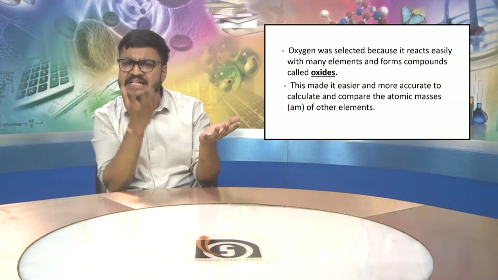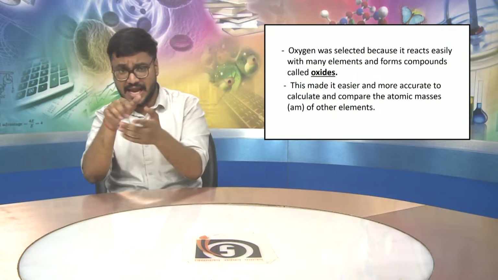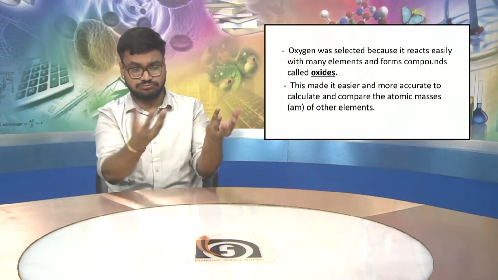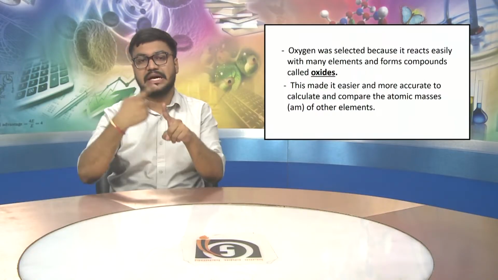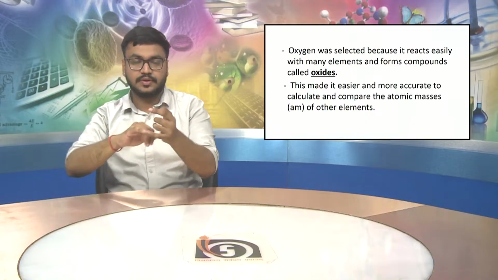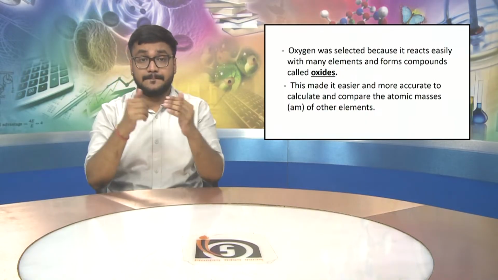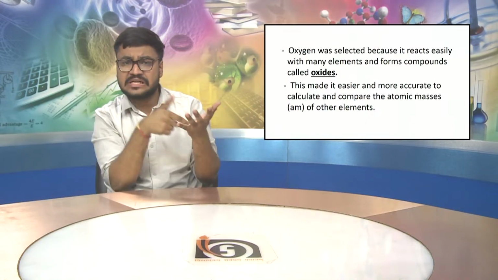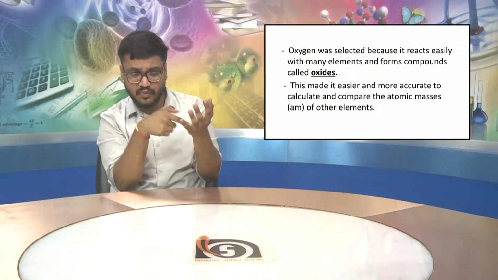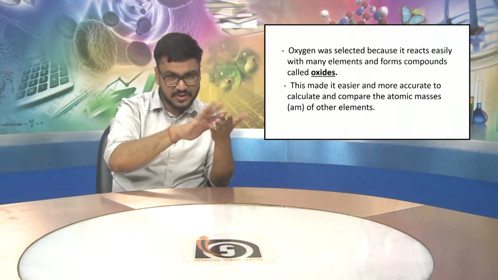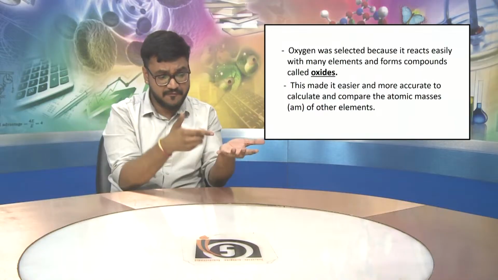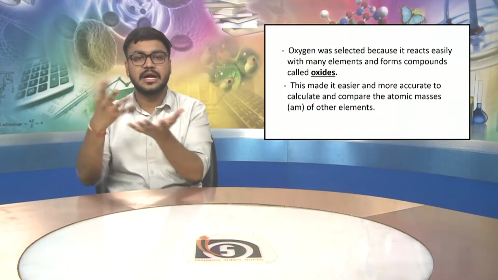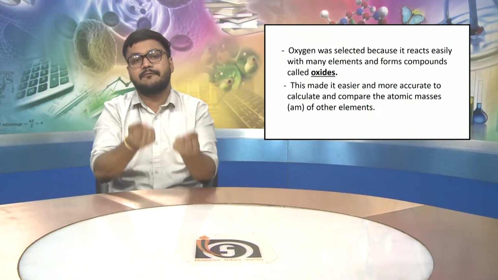Oxygen was selected because it reacts easily with many elements and can form compounds which are called oxides. This made it easier and more accurate to calculate and compare the atomic masses of other elements.